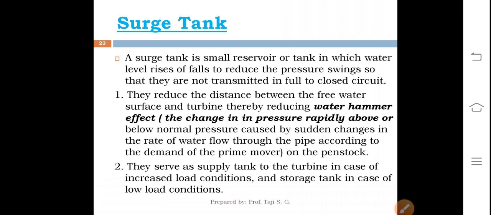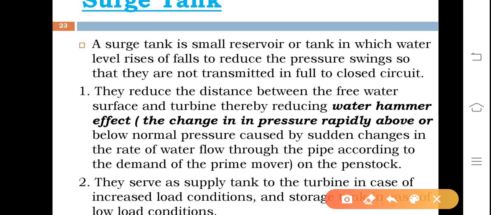Surge tank. A surge tank is a small reservoir or tank in which the water level rises or falls to reduce the pressure swings, so that they are not transmitted in full to the closed conduit. They reduce the distance between the free water surface and the turbine, thereby reducing the water hammer effect.